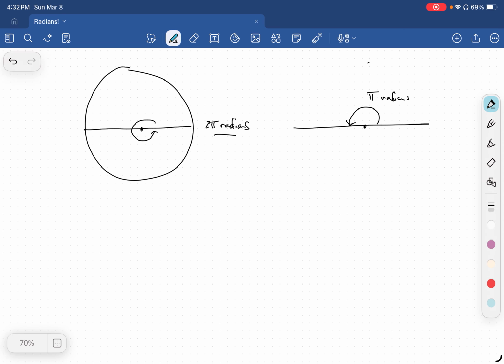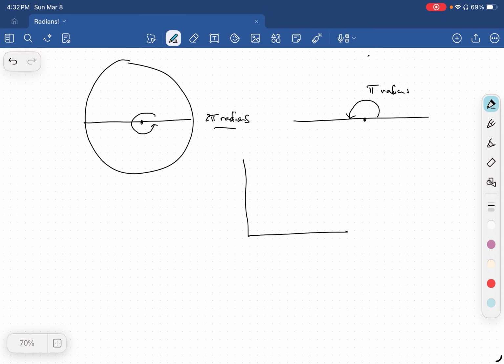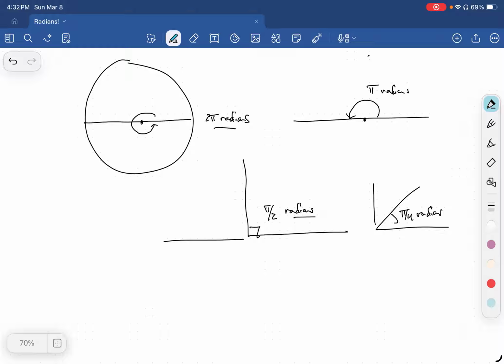That means also that a 90-degree angle, that's half of pi, so that would be pi halves radians, or pi over 2 radians. And if I cut that in half again and did 45 degrees, that would be pi over 4 radians. So again, this might seem confusing at first, but eventually it will become pretty straightforward. But let's see some problems where we convert from degrees to radians and vice versa.